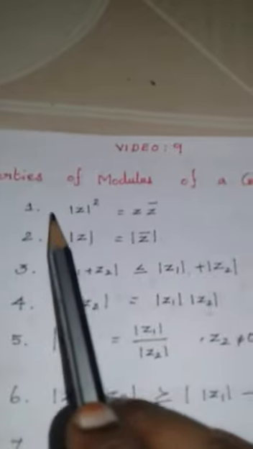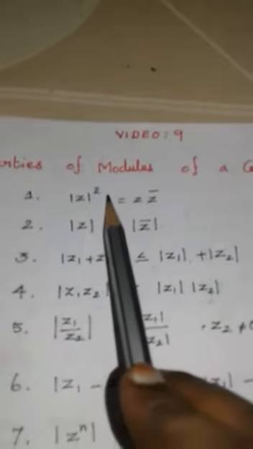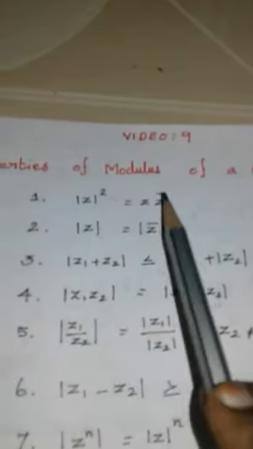Video number 9, complex numbers: properties of the modulus of a complex number. First property: modulus of z squared is equal to z into z bar. Second property: modulus of z is equal to modulus of z bar.